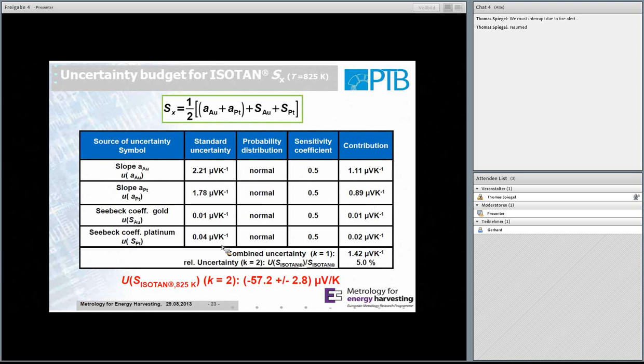And as I promised you, the uncertainties according to the Seebeck coefficients of gold and platinum are very, very small and contribute only 0.01 and 0.02 microvolts per Kelvin, which is small, to be honest. This sums up to a combined uncertainty of 1.42 microvolts per Kelvin for the Isotan at a temperature of 825 Kelvin. This gives us a relative uncertainty for the Isotan of 5% at this temperature. Or in numbers, the value of minus 57.2 plus minus 2.8 microvolts per Kelvin.